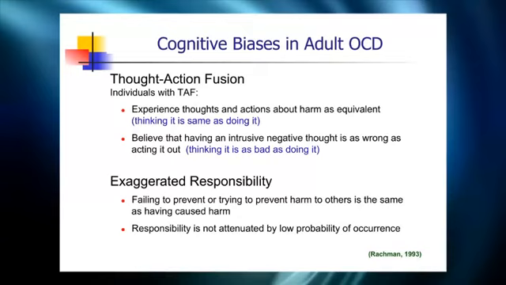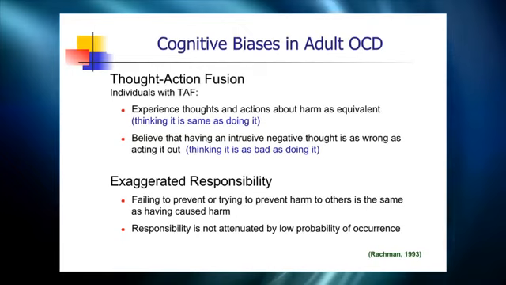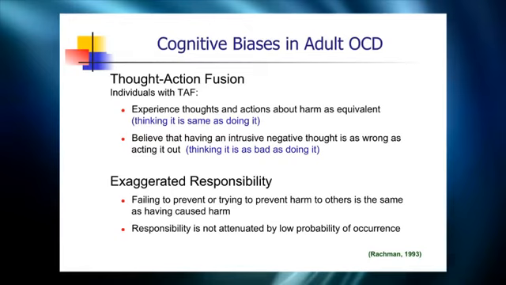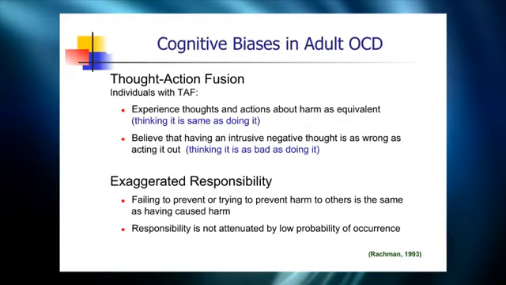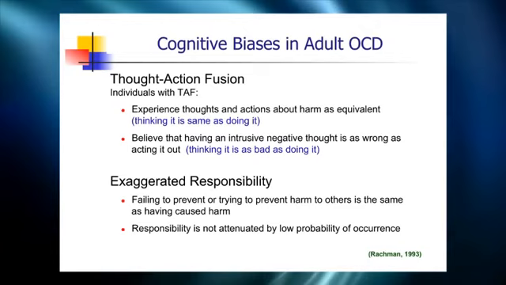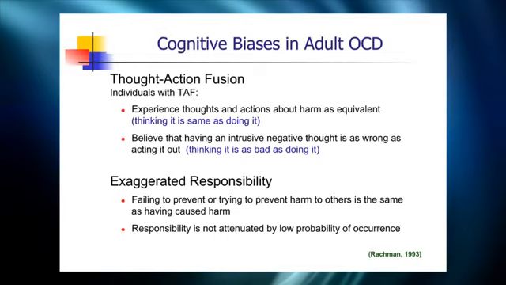The exaggerated responsibility component basically says that individuals with OCD have been shown to be more likely to feel that if they fail to prevent harm or try to prevent harm to somebody, it's the same as them actually having caused harm. So again, if you think about a patient that says, if this isn't straight, my mom is going to die. If I don't straighten this, then I'm basically causing my mom to die. And even though I know there's a 1 in a million chance, I know that this thought is completely irrational, it doesn't matter.